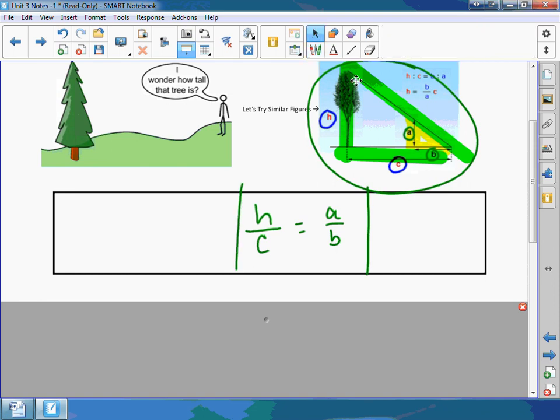Somebody give me a different one, just to highlight our ability to create different proportions here. Instead of going H to C, A to B. Cameron?